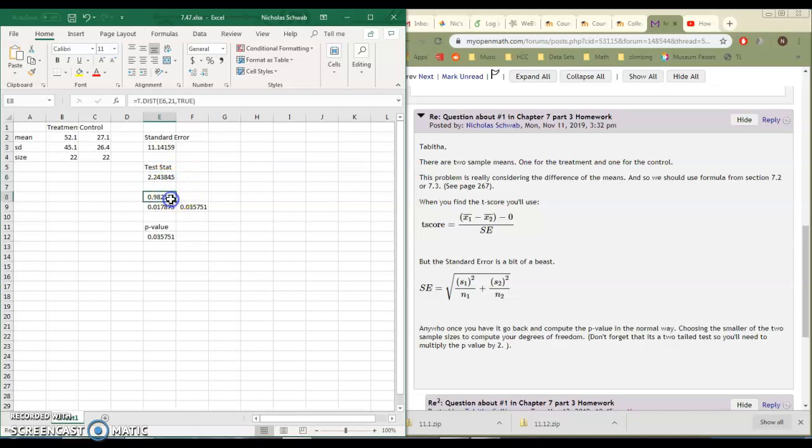For the p-value, what I can do is I can do my t-distribution, my test statistic, 21 degrees of freedom, and I know it's true, but then I have to subtract from 1, and then I have to multiply by 2 to get this number.